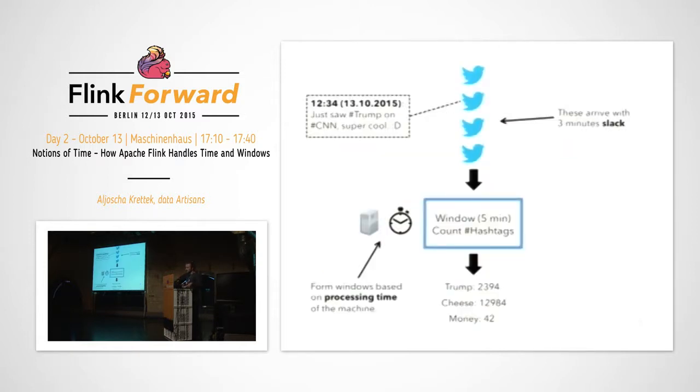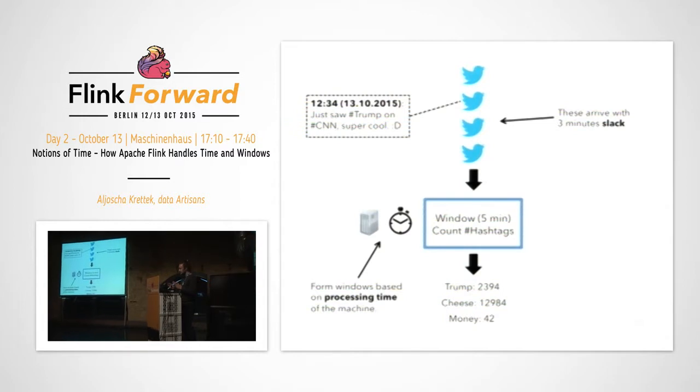So let's look at the example again. Before, I just showed you this tweet, but as I mentioned, the tweet actually has a timestamp at which this tweet happens. And inside this window operation, to form these buckets of elements, these windows, what you do is take the current processing time of the machine when the processing is taking place.